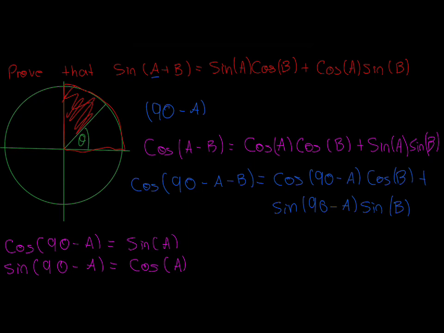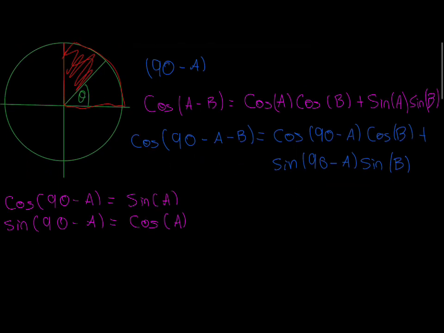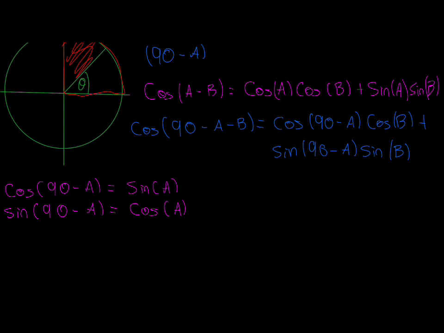So what we can now say is wherever we see a cosine of 90 minus a, we can just replace it with the sine of a, and whenever we see sine of 90 minus a, we can replace it with the cosine. So this previous line now gets simplified a little bit more. The cosine of 90 minus a minus b is equal to the sine of a cos of b plus the cos of a sine b.